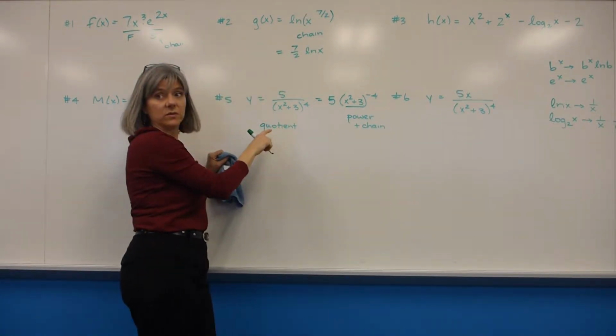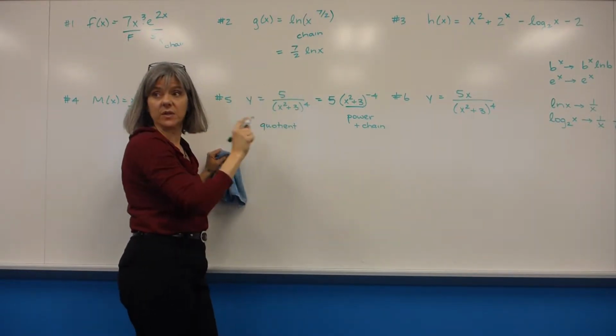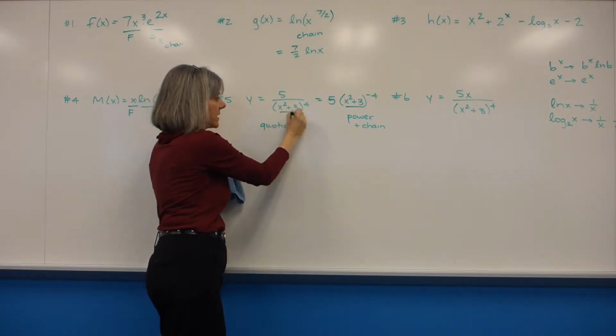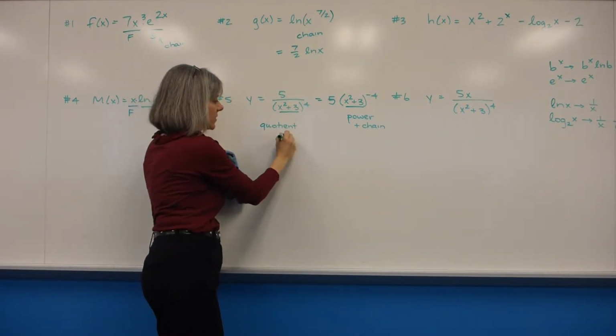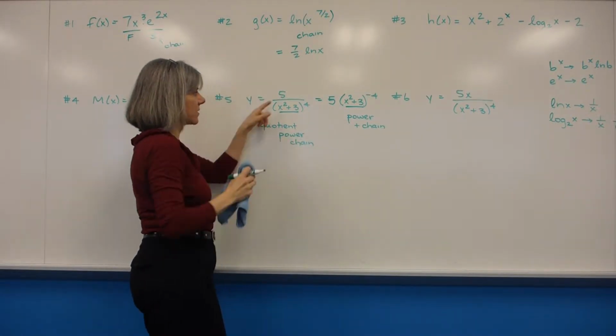This one is also power and chain, right? Because in the denominator, the derivative of the top is 0, but what's the derivative of the bottom? Is this a basic? No. That's the inside and that's the outside. So this one also has power and chain.